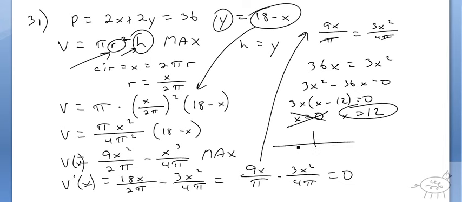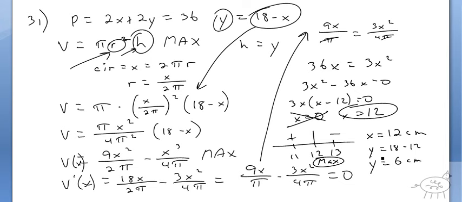If I check it with interval testing, I get a plus and I get a minus, which means that is a maximum value. And so that x value is one dimension, so x equals 12 centimeters. And then y is just plugging it back into the top equation, y equals 18 minus 12, which is 6 centimeters. So those are your two answers.